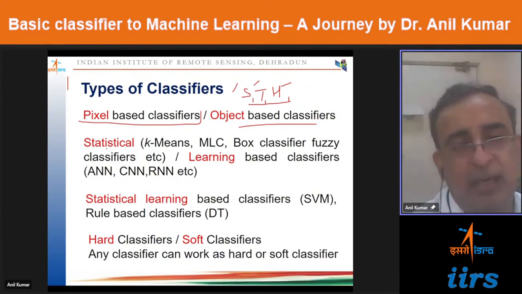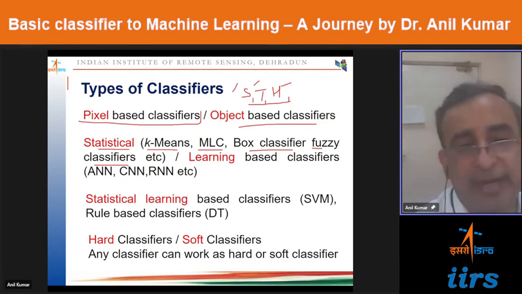Then statistical classifiers, which are used from the very beginning, like k-means, maximum likelihood classifier, box classifier, then fuzzy classifiers. So these are statistical classifiers because they are using statistical parameters. It can be mean, variance, covariance, minimum, maximum, and standard deviation, and so forth. But second category, as per the statistical one, it can be learning parameters, which are not using statistical parameters, but they are using weights. The very basic classifiers can be ANN, artificial neural network, convolutional neural network, CNN, RNN, recurrent neural network, and so forth. And there are hybrid versions.